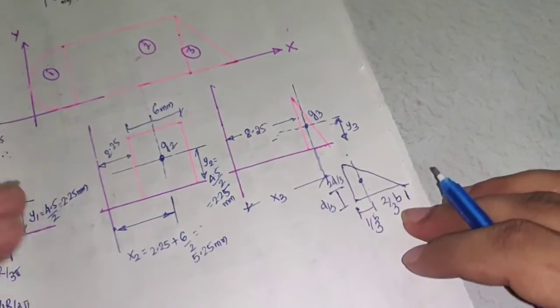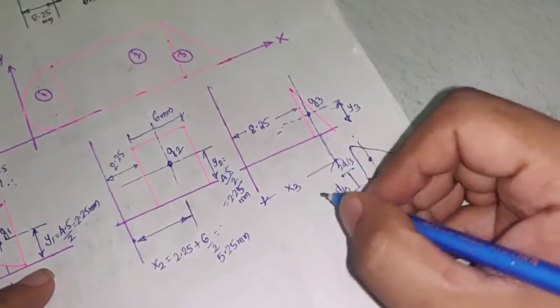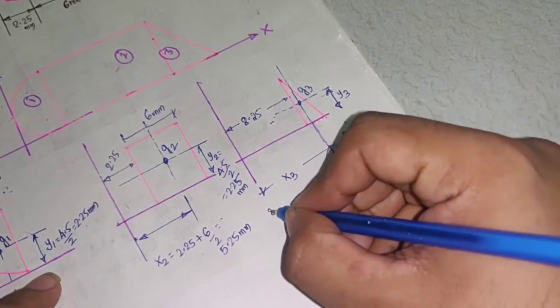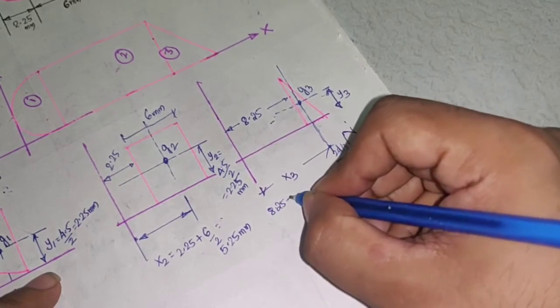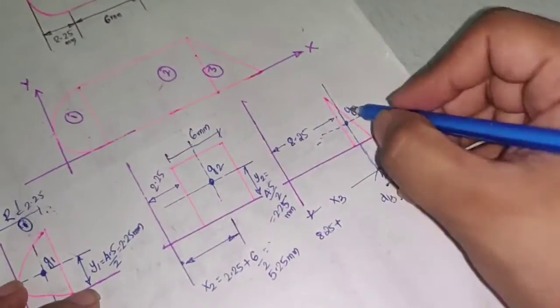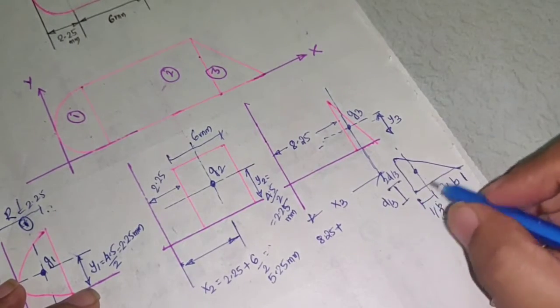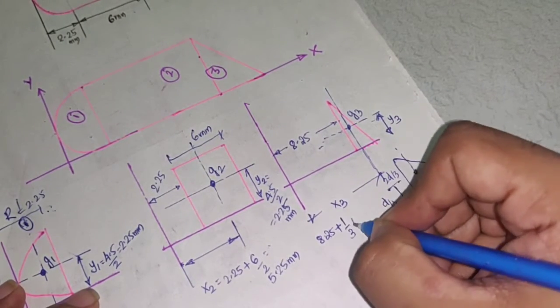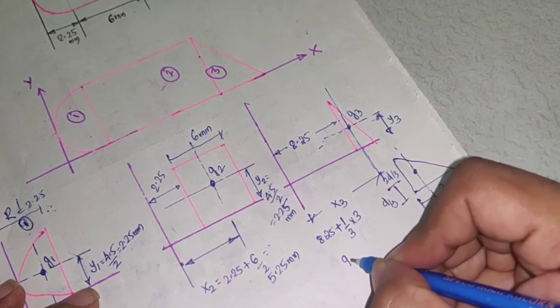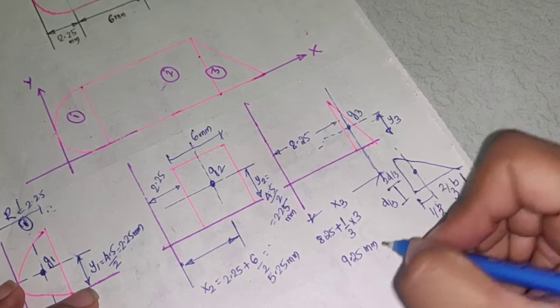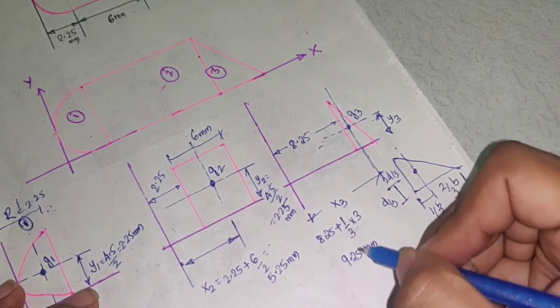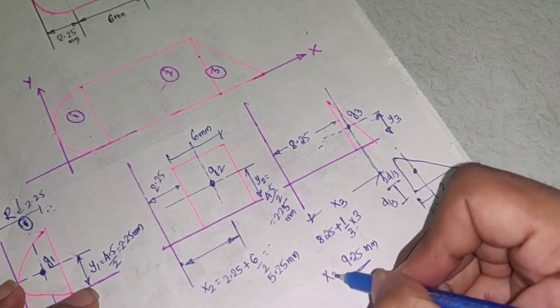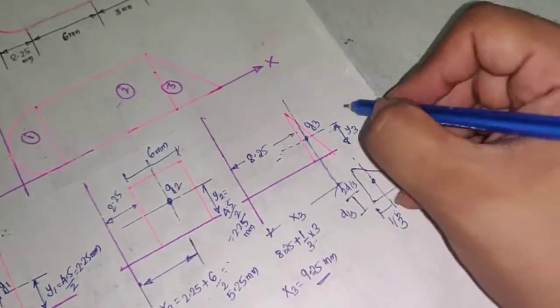Now what is value of x3 here? So x3 will be 8.25 plus, what is base of this? Base of this is 3. So we are taking from this side, so that will be 1/3 of 3. So what we'll get? We'll get 9.25 mm. 8.25 plus 3 cancels 1. So x3 is 9.25.